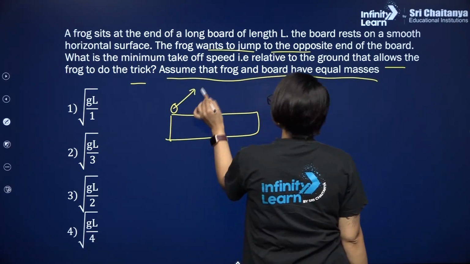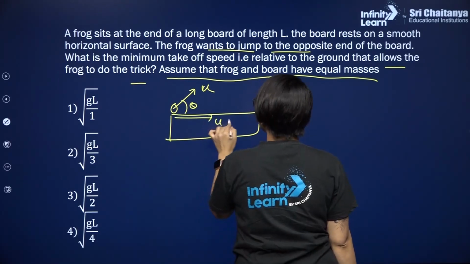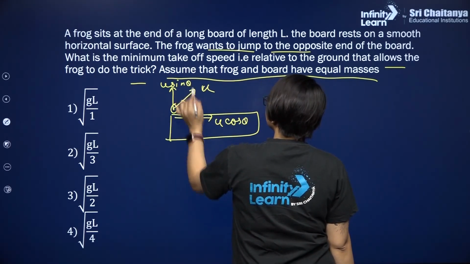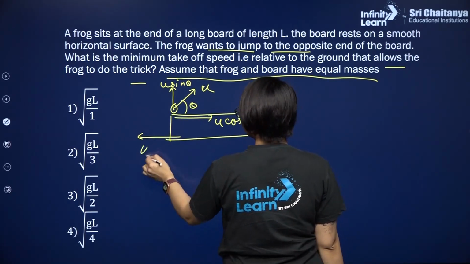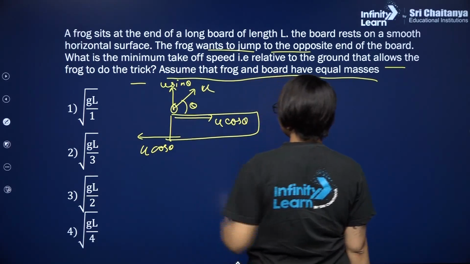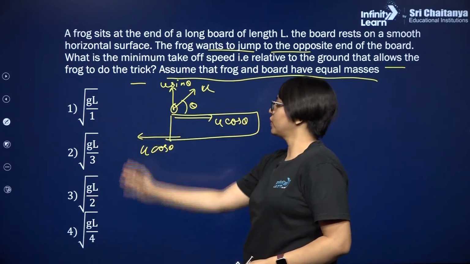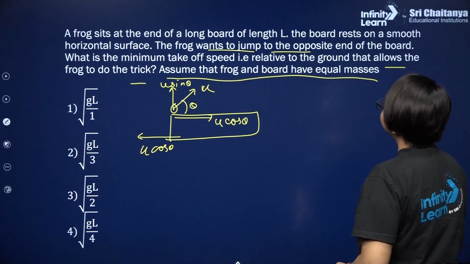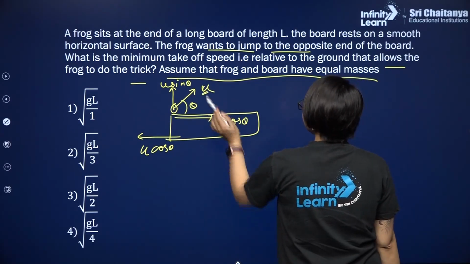So let's say takeoff speed of the frog is u at an angle theta. So this will be u cos theta and this will be u sin theta. So because of the conservation of momentum, this board will move in this direction with the u cos theta because both have same masses. So in order to cancel this momentum of the frog, this board should move in this direction, right. So we need to find the relative minimum takeoff speed required over here.